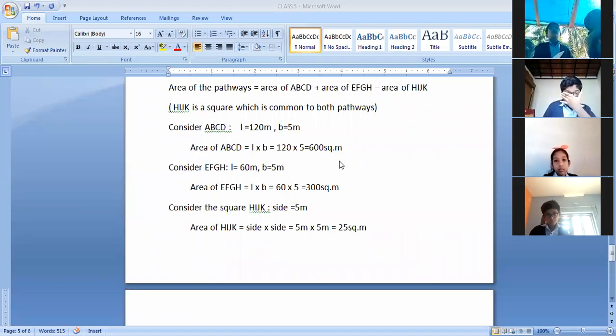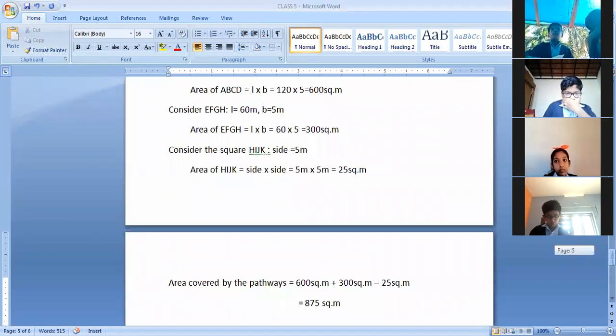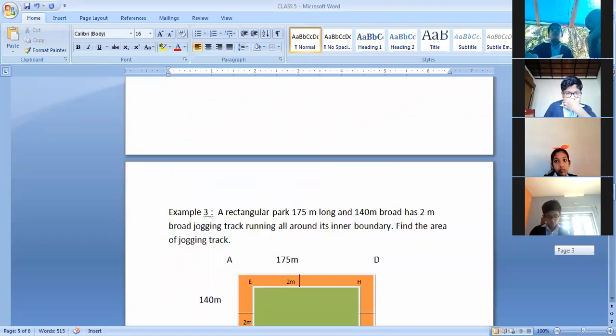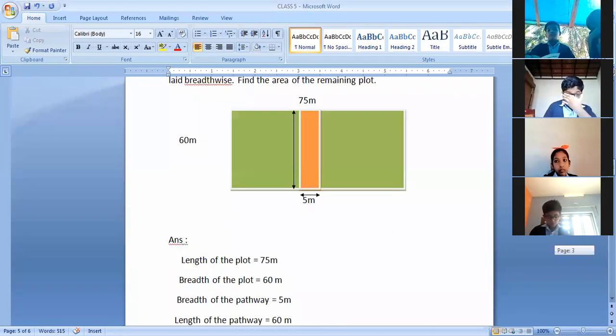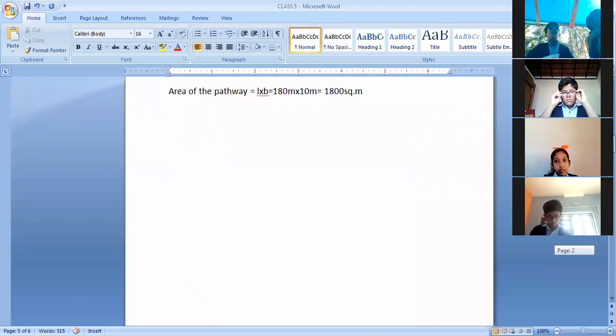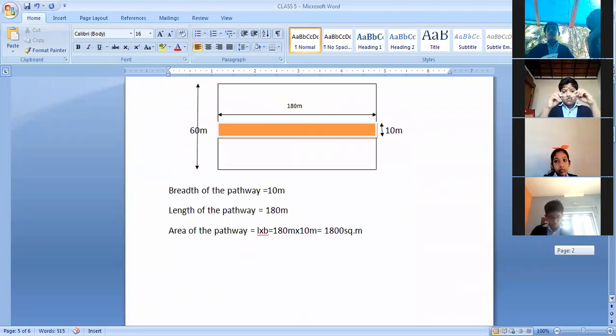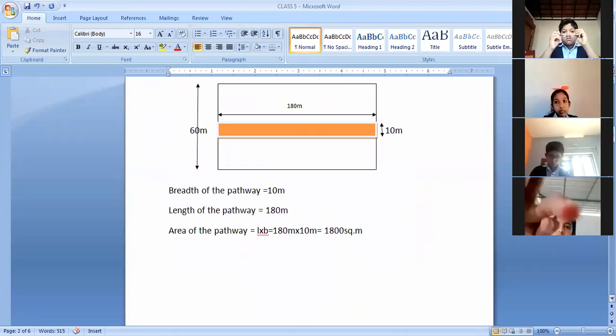The specialty of maths is that you should do it. You have to learn maths by doing it, okay? Because this pathway topic is a bit tricky. Length wise and breadth wise only cases, it is easy to find the area of the path and area of the remaining plot, right?